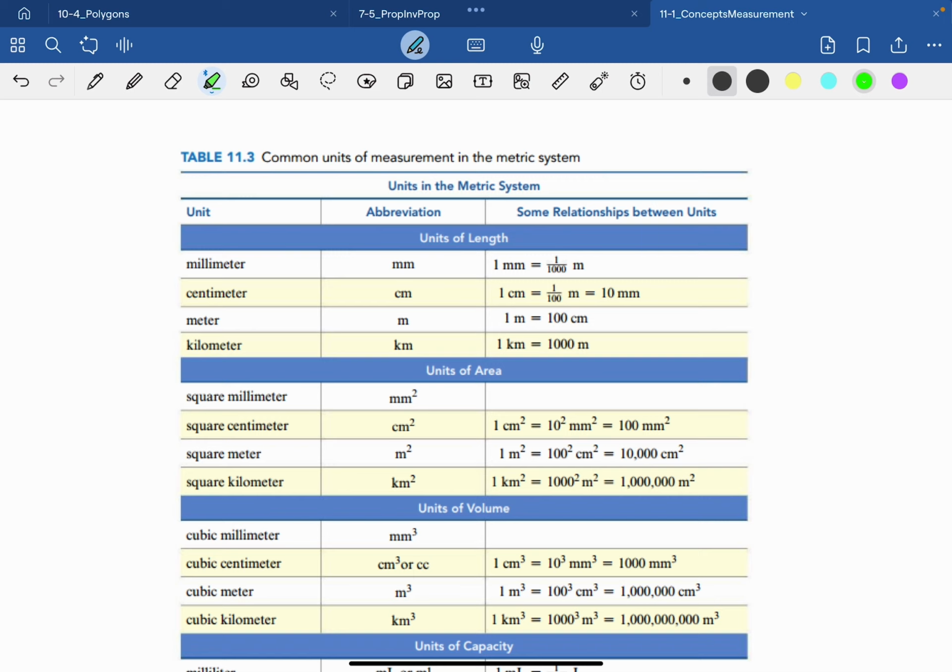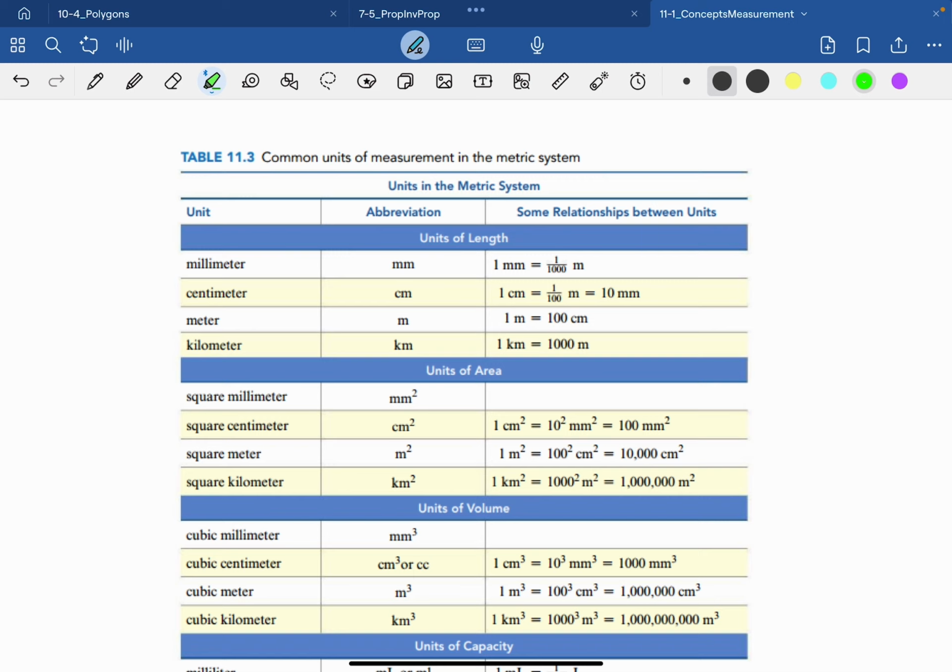So the millimeter would be 1,000th of a meter. Centimeter would be 1/100th of a meter. The meter itself is 100 centimeters, or think of it as the base unit. And a kilometer would then be 1,000 meters. Squaring each one of those gives you measurements in terms of area, so square millimeter, centimeter, meter, and kilometer.